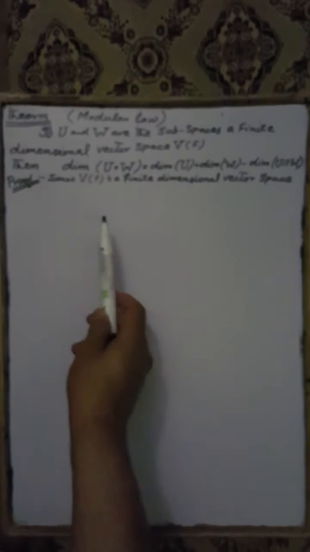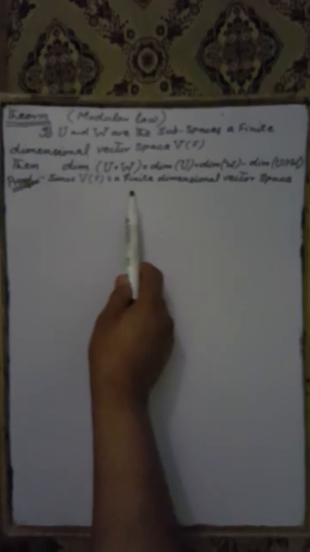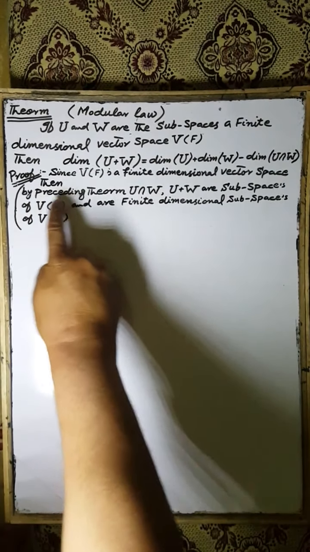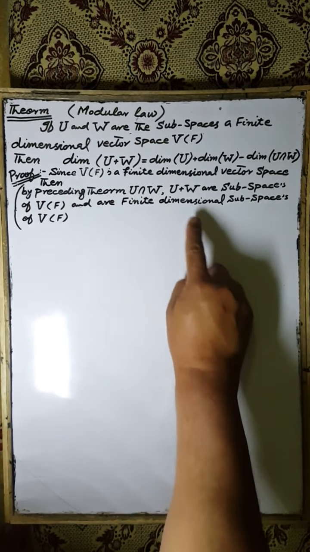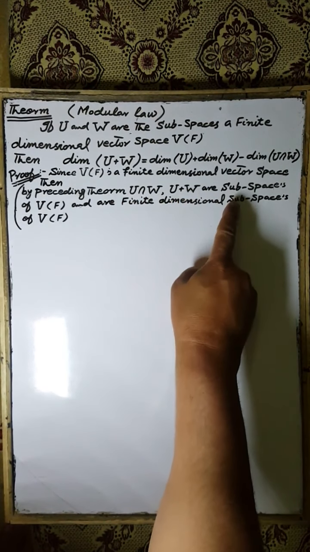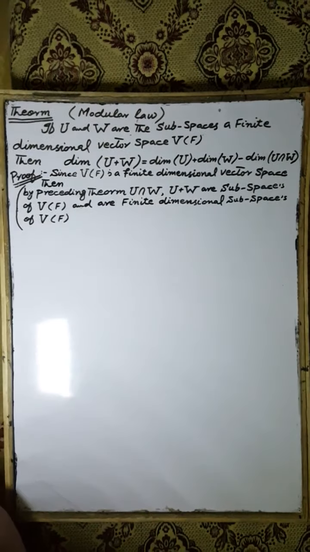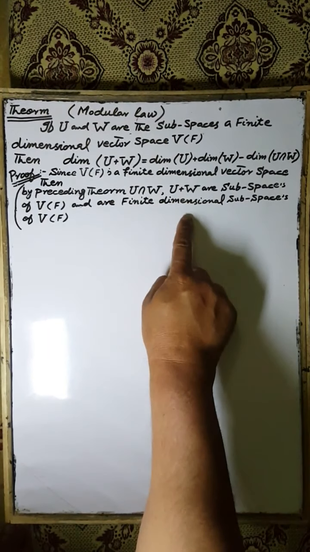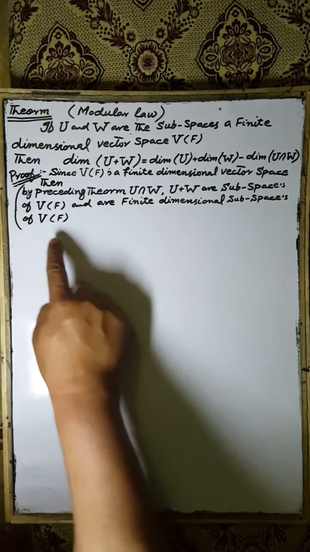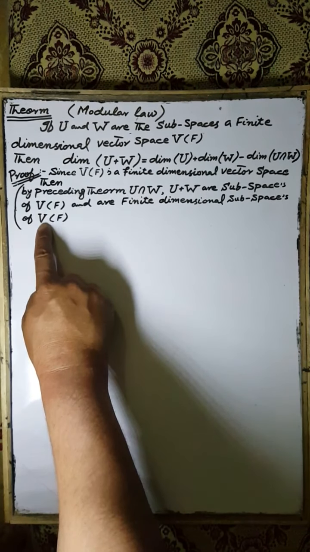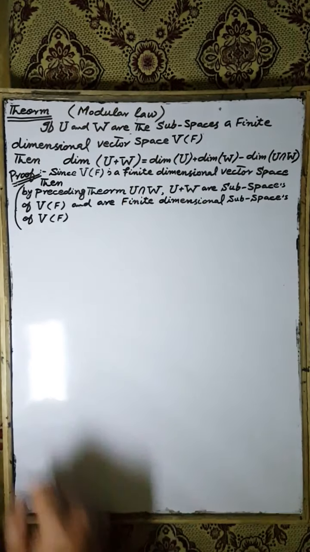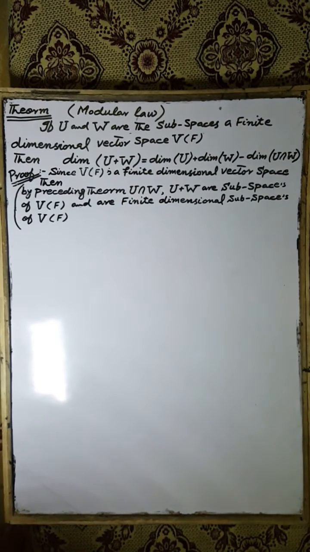Since the vector space V over the field F is a finite dimensional vector space, by a preceding theorem, the intersection of the subspaces U and W and the sum of the subspaces U and W are subspaces of the vector space V over the field F and are finite dimensional subspaces of V, because V is a finite dimensional vector space over the field F.